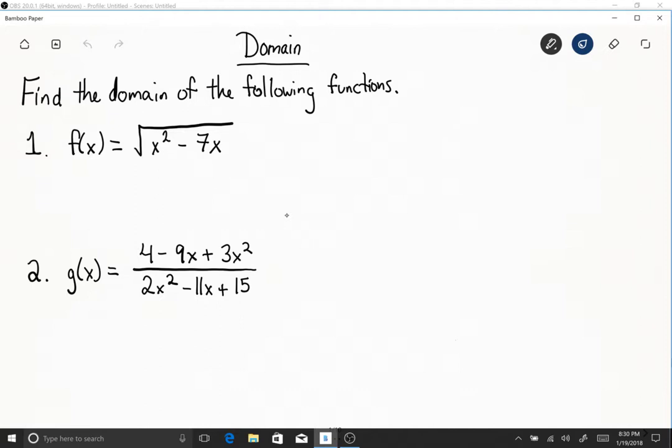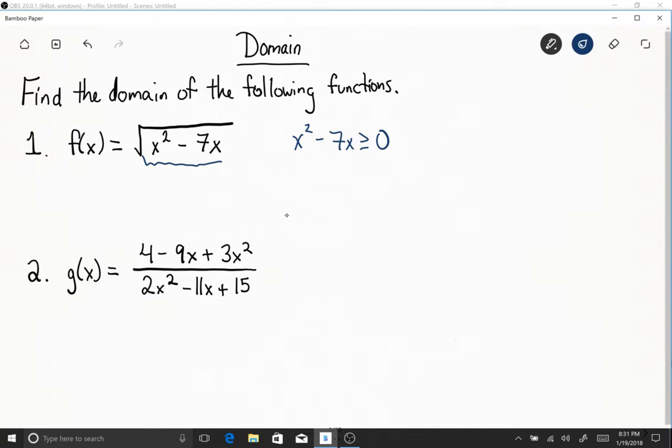So the first one, let's find the domain of the following functions. You have f of x equals the square root of x squared minus 7x. So when we look at this, what do we need to do? Well, we need this stuff underneath the root to be greater than or equal to 0. If not, we're talking imaginary numbers and we can't have that when we're graphing. So x squared minus 7x has to be greater than or equal to 0.